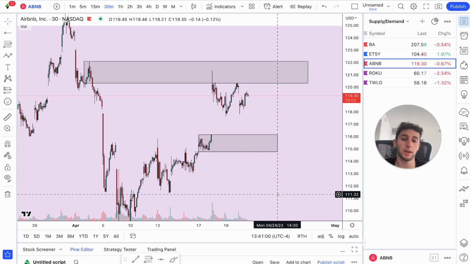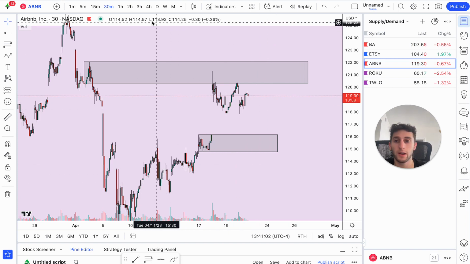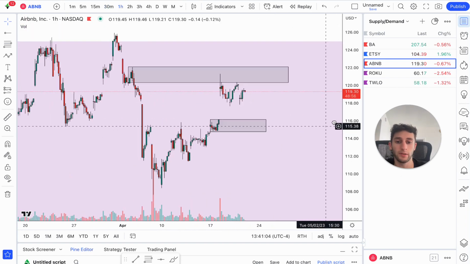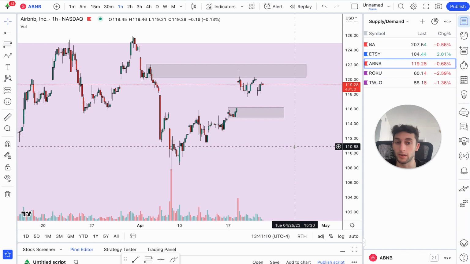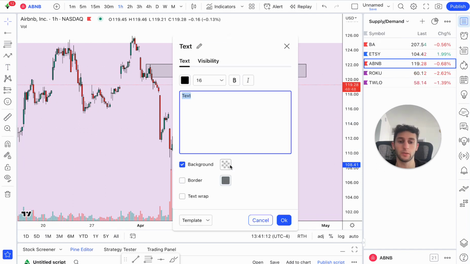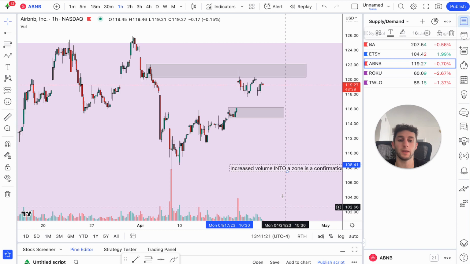But one of the confirmations I use is volume. And if I go on an hourly chart here, and I see increased volume into a demand or supply zone, that by itself is a confirmation, okay? So let me write this out. Increased volume into a zone is a confirmation, okay? That gives me more edge.